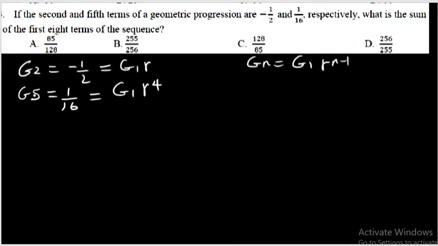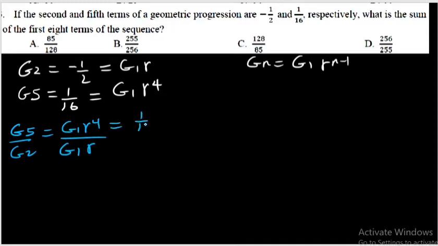So since we have g2 and g5, to get the common ratio, we can divide g5 by g2. Obviously, this is the main technique that we were applying to get the common ratio if n terms are given. So when you make g5 over g2, which is g1 r the power of 4 over g1 r, that is g5 equal to 1 over 16, the whole over g2, negative 1 over 2. So here g1 will be cancelled and r also will cancel, and the r the power of 4 will be r cube, and is equal to, here we can multiply by negative 2 over 1.